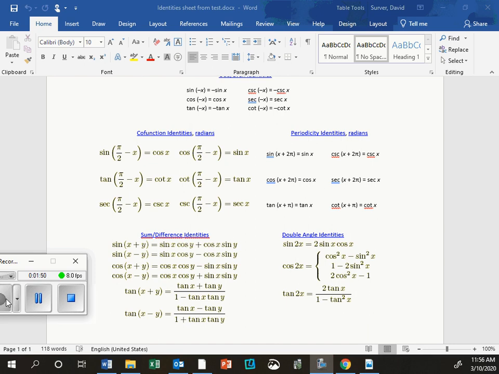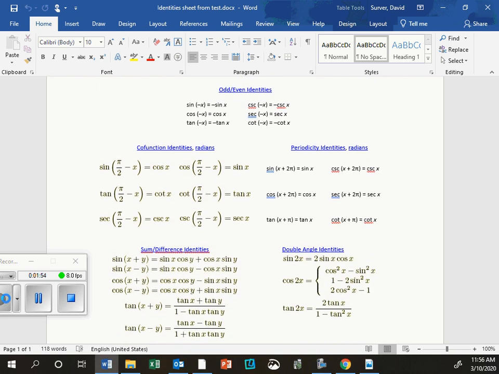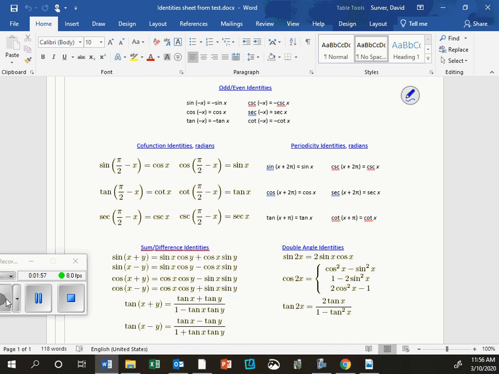All right, so we've already covered the top three sets of them, and we're now going to look at these odd-even identities. Imagine for a moment that you saw a sine of negative x in the middle of a proof. That's strange. You've never even seen that before. You would go, I wonder if that's on the sheet. You'd look on the sheet and it says, oh, that's equal to the negative sine of x.